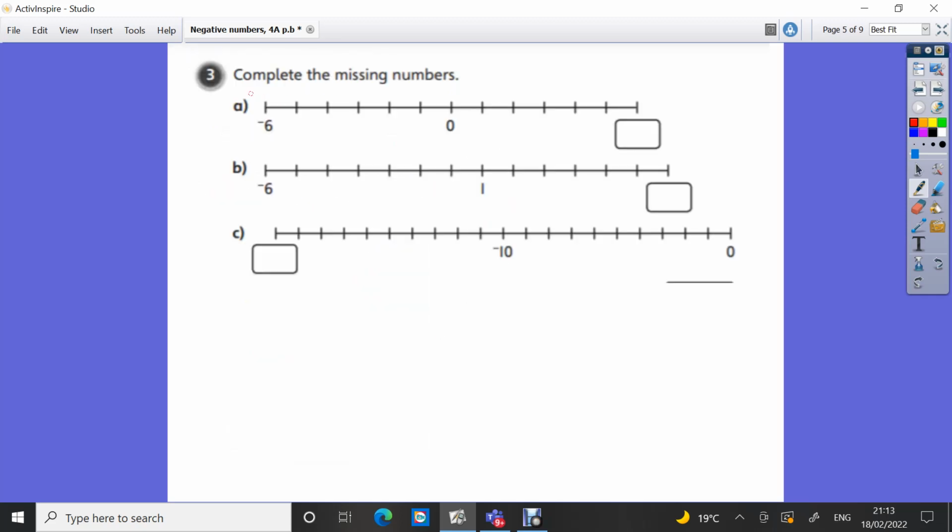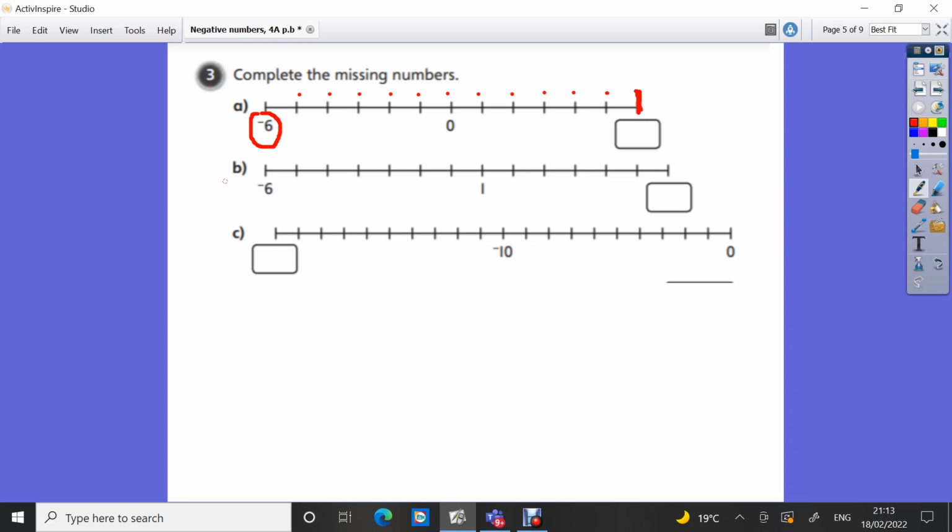Next question is completing the missing numbers. So this number line is starting from -6. Let's count how much is the ending point. -5, -4, -3, -2, -1, and 0. 1, 2, 3, 4, 5, and 6. What comes here? 6. So you just have to write in the box 6.